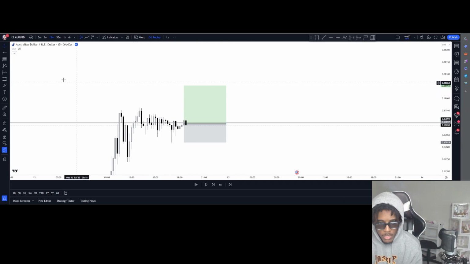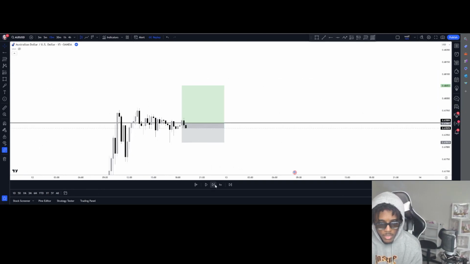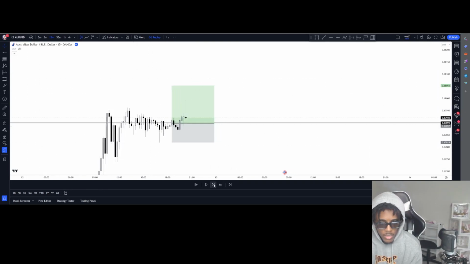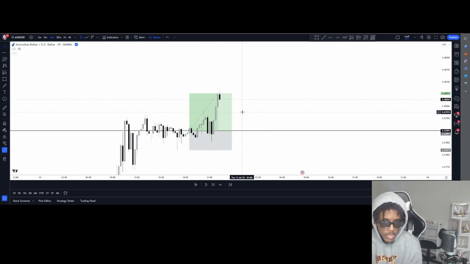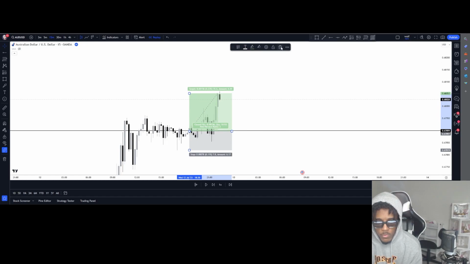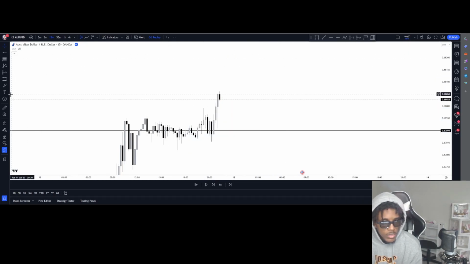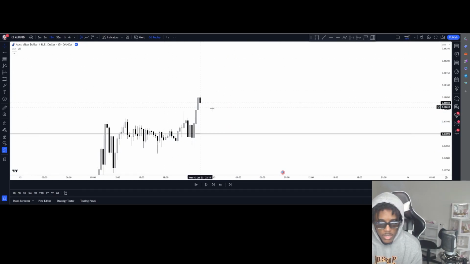So let's say hypothetically we got in right here. Let's see what happens. We would have won. We would have won that trade. Let's remove this and look for another opportunity.